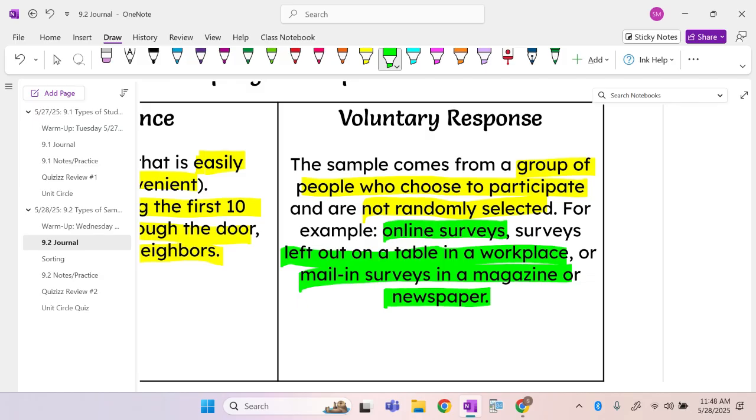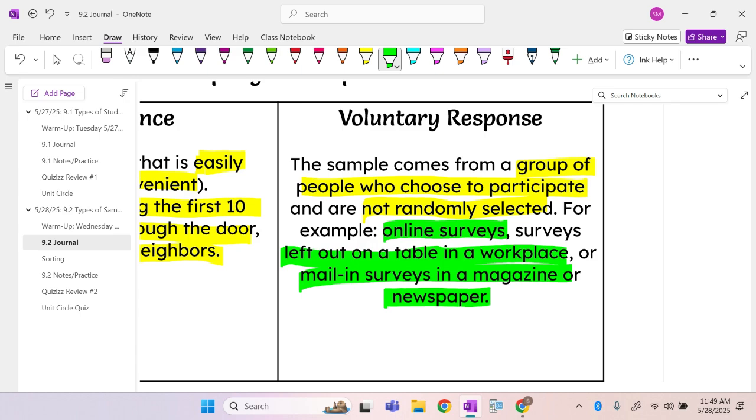Another one would be, I'm trying to think of a place that does it a lot. Dairy Queen, yeah. If you go to Dairy Queen, you buy food, they give you the receipt and say, hey, fill this out, tell us how we did. How many of you actually do that? That's another example of voluntary response. It's people that actually choose to do it.